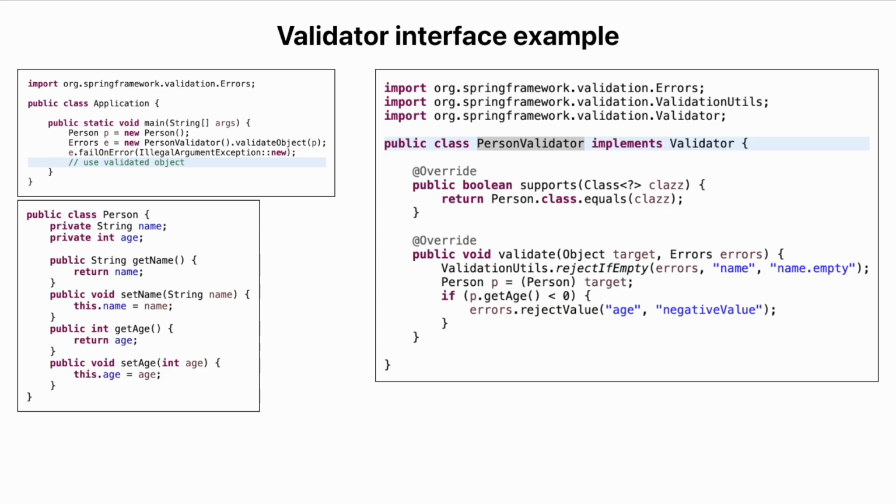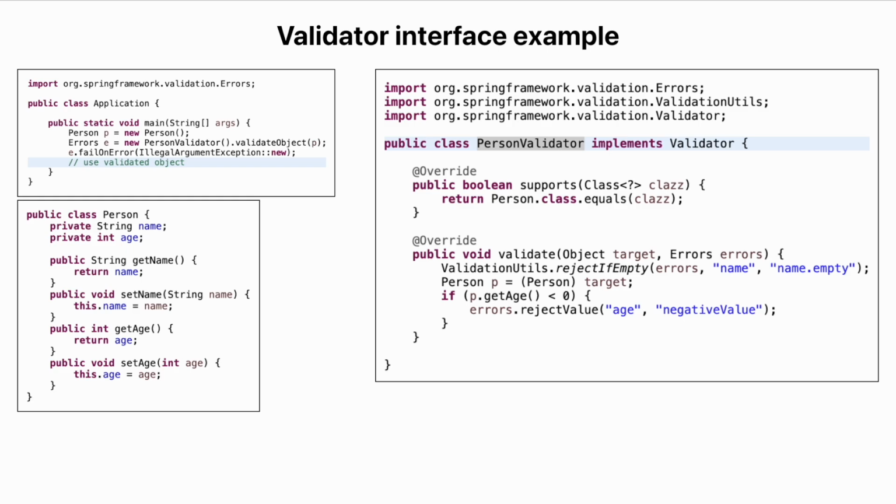Here is an example of a validator implementation. The static ValidationUtils class's rejectIfEmpty method rejects the name property if it is null or empty. For example, we have a Person class and its corresponding validator. In the driver method, we are creating an instance of the PersonValidator class and we invoke validate, passing the instance of the Person class, which returns an Errors object.